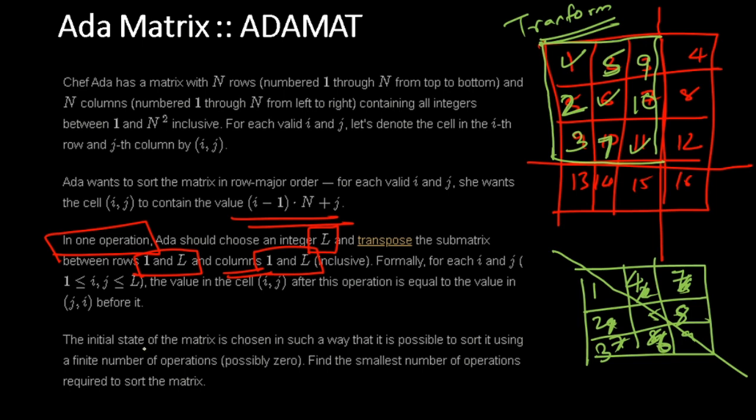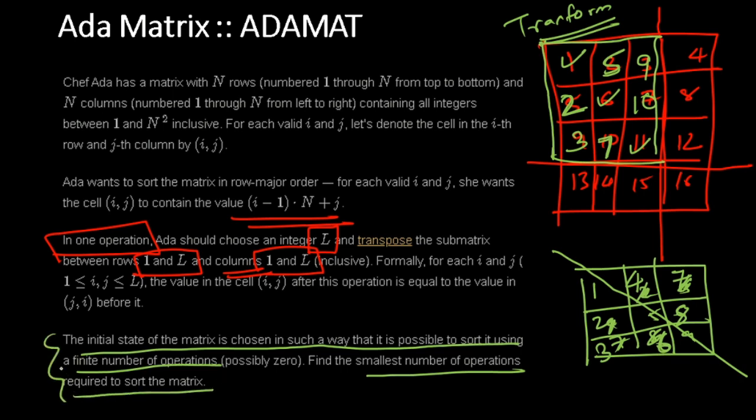Now, the initial state of the matrix is chosen in such a way that it is possible to sort it using a finite number of operations. Find the smallest number of operations required to sort this matrix. This is a very important constraint, because otherwise it may not be possible to sort it in this format. So I'll give a demonstration and things will be a bit more clear.